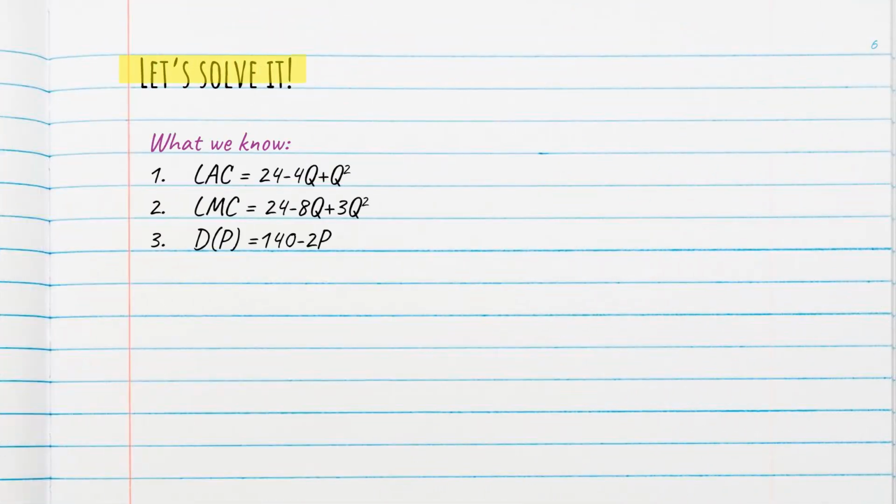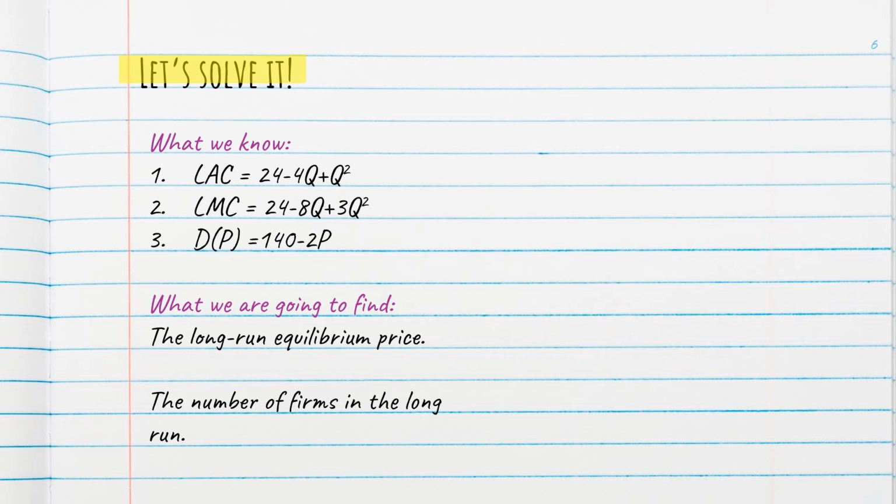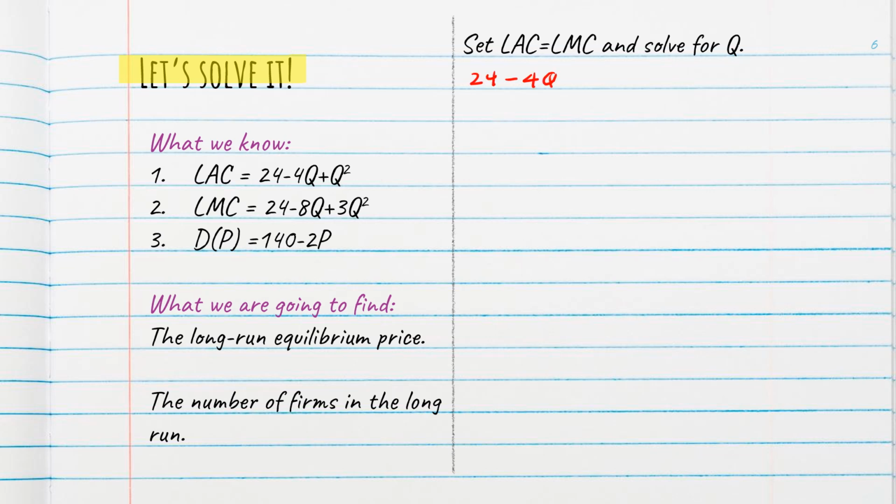Let's solve this question. So here's what we know. We know the average cost, the marginal cost, as well as the demand curve. And we're trying to find the long-run equilibrium price as well as the number of firms in the long run. So the first thing we're going to do is set the average cost equal to the marginal cost and solve for Q. So I have 24 minus 4Q plus Q squared is equal to 24 minus 8Q plus 3Q squared.